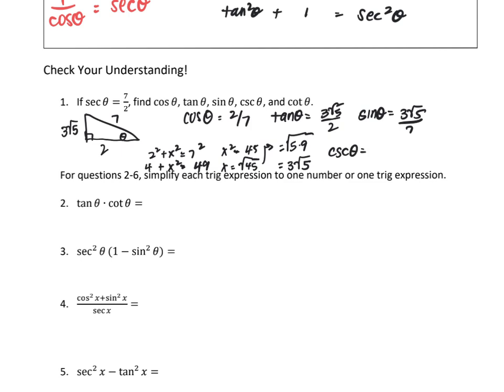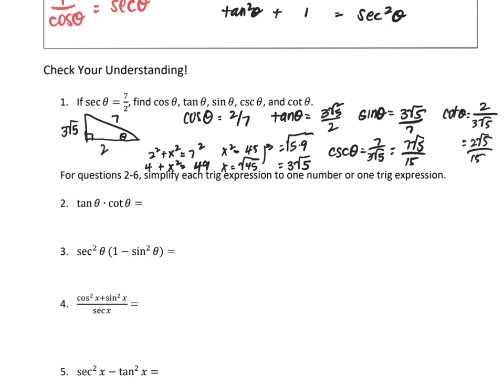Cosecant theta is the reciprocal of that. And if you want to make sure the radical is in the numerator, you can say 7 root 5 over 3 times 5, which is 15. And cotangent is going to be the reciprocal of tangent, which is 2 over 3 root 5. And if you want to simplify that and put the radical in the numerator, you can have 2 root 5 over 15.